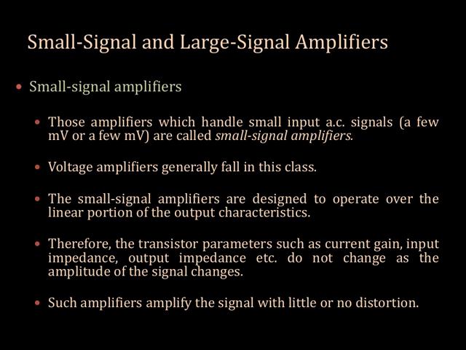Now let us see the difference between small signal and large signal amplifiers. Small signal amplifiers are those amplifiers which handle small input AC signals, in a few millivolt range. Voltage amplifiers generally fall in this class. The small signal amplifiers are designed to operate over the linear portion of the output characteristics. Therefore, the transistor parameters such as current gain, input impedance, output impedance, etc. do not change as the amplitude of the signal changes. Such amplifiers amplify the signal with no distortion. That is, you get the whole signal at the output.